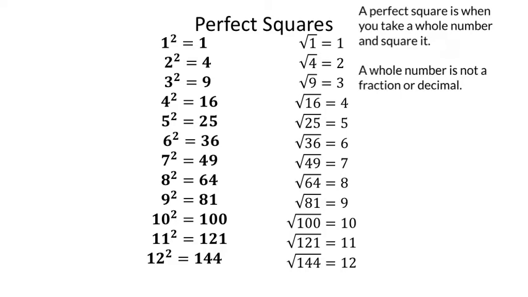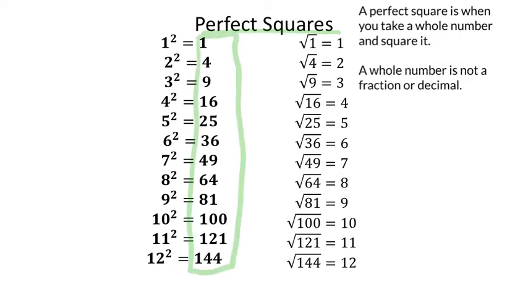Now, we're talking about the base. The whole number is the base, and then you square it. So like right here, this is the base, 1 squared, 2 squared, 3 squared, 4 squared, and then you get these numbers right here, which are the actual perfect squares. So perfect squares is this list of values.